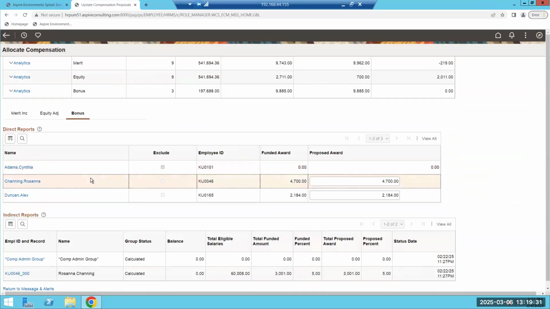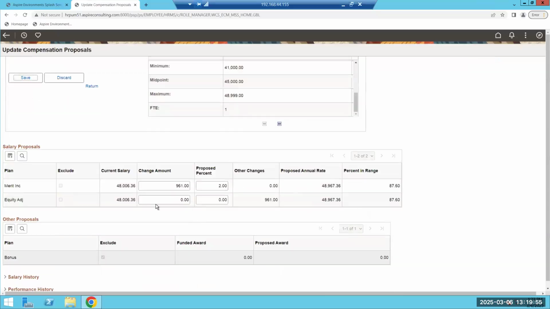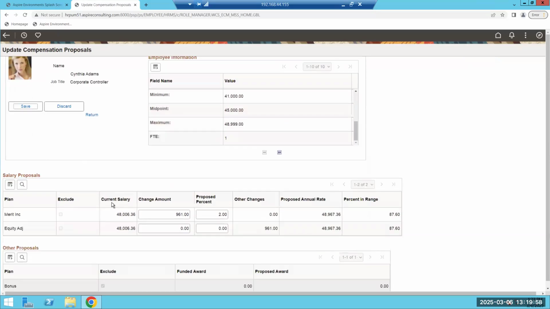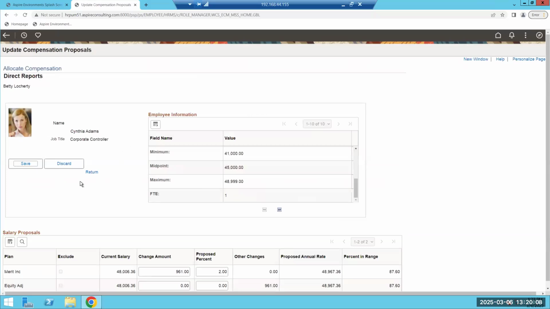A couple other things we want to look at while we're here. One is the individual page. If I click on a person, I'm taken to their individual page where I see a little different view. We can configure this individual page with some additional detail information if we want to. And we see all of their pieces here together, the two salary plans and the bonus plan all together there.